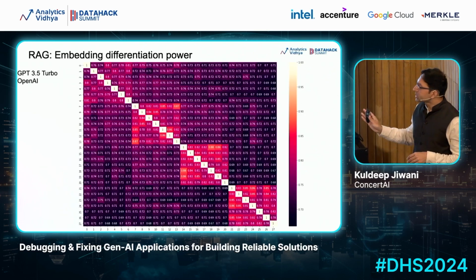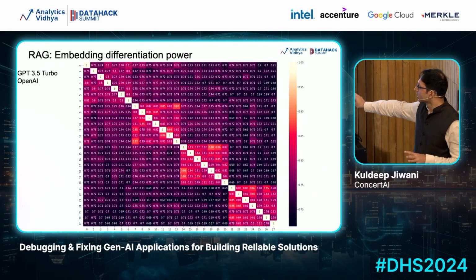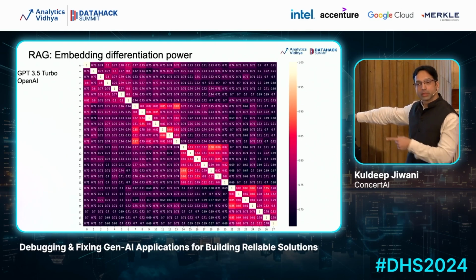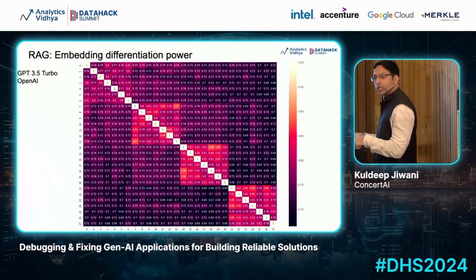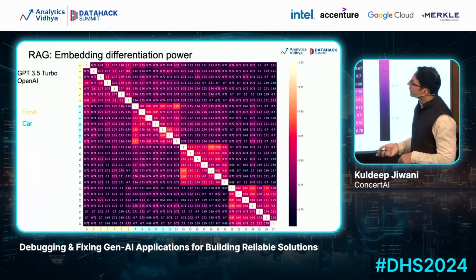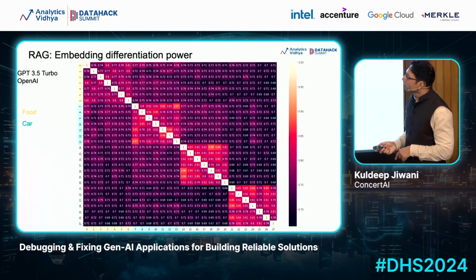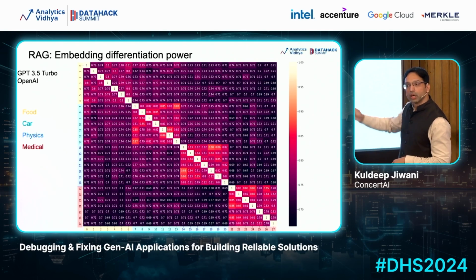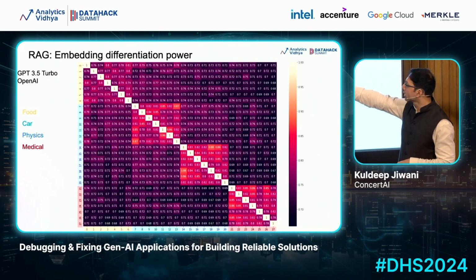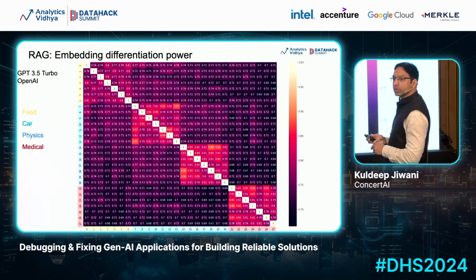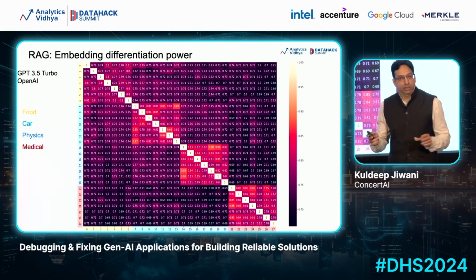So this picture looks scary, but let me help you understand what it looks like. This is a 28 cross 28 matrix, the same example I showed you. I had 7 sentences for each category. The first 7 are food, then car, then let's say physics, and then medical. So it's 7 times 4, a 28 cross 28 matrix. What it shows is how these sentences are similar to each other.